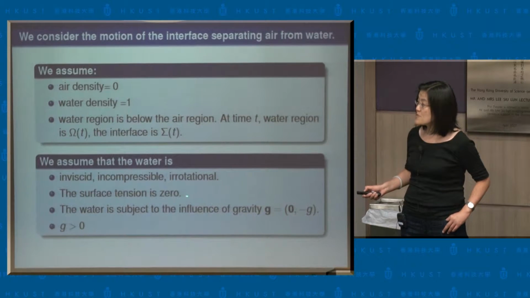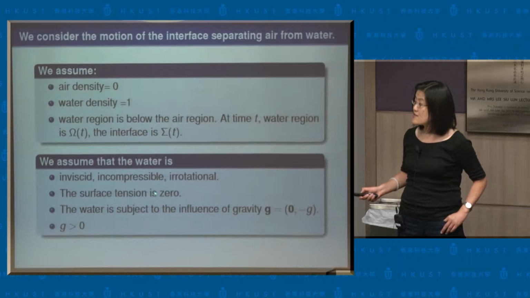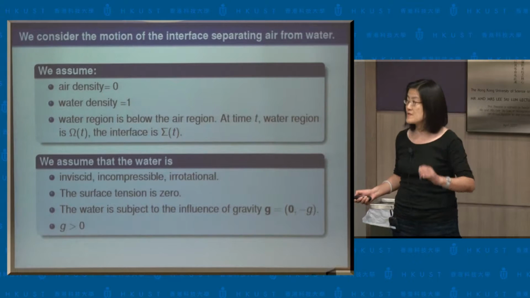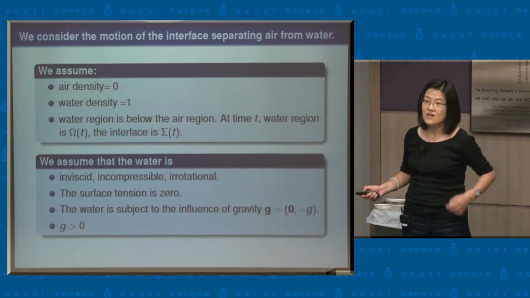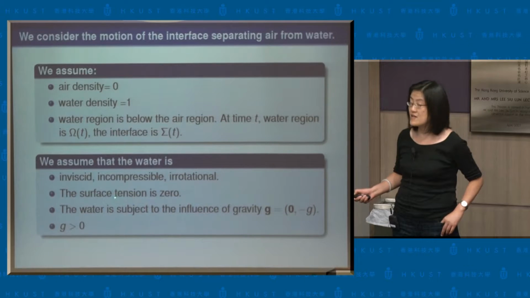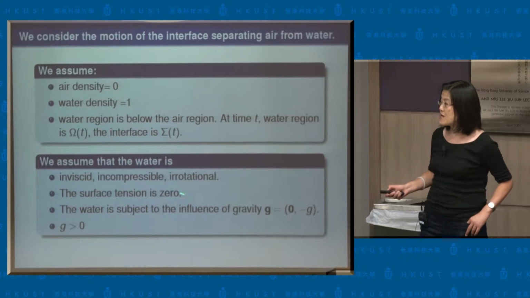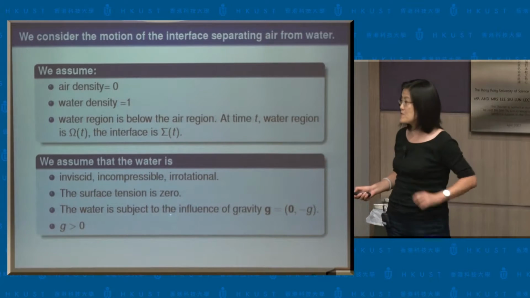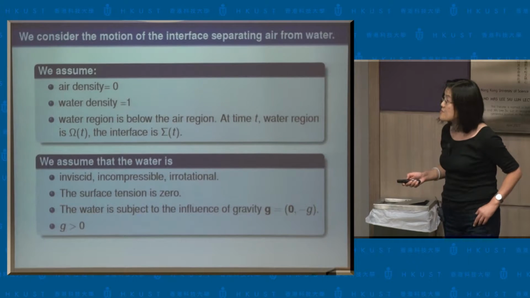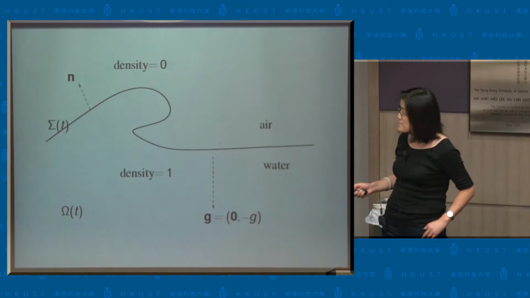We also assume the surface tension is 0. Surface tension is responsible for small waves like ripples, and on such a large scale, it's reasonable to just neglect surface tension. So we care only about the behavior of the large waves, not ripples. That's the basic assumption we make.